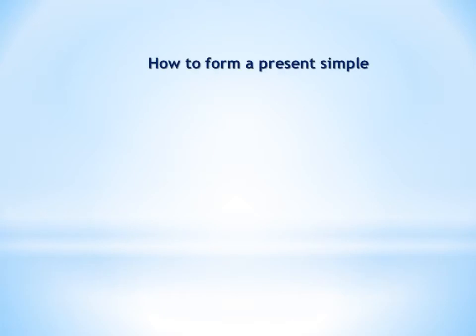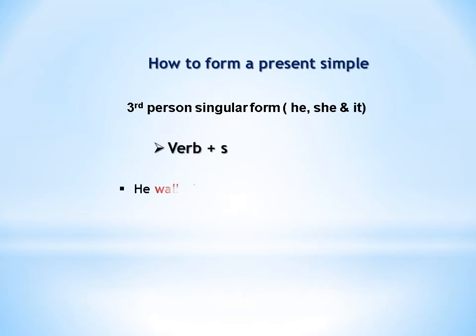For the third person singular form, he, she, and it, we use something different. We use the first conjugation of the verb plus s. For example, he walks home. She plays hockey. It rains heavily.